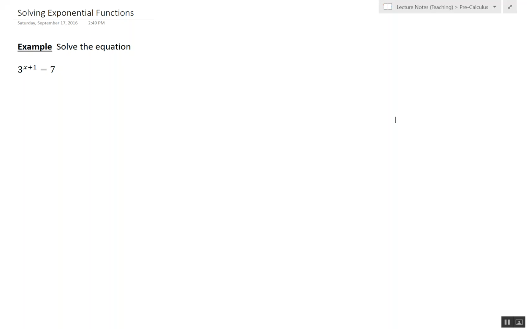So the first thing we're going to do is use property 3 from the solving properties. We're going to take the log of both sides. And you may ask, what base should we pick? And it turns out it actually doesn't matter. Usually what we'll pick is the natural log. So taking the natural log of both sides, we get 3 to the x plus 1 equals the natural log of 7.